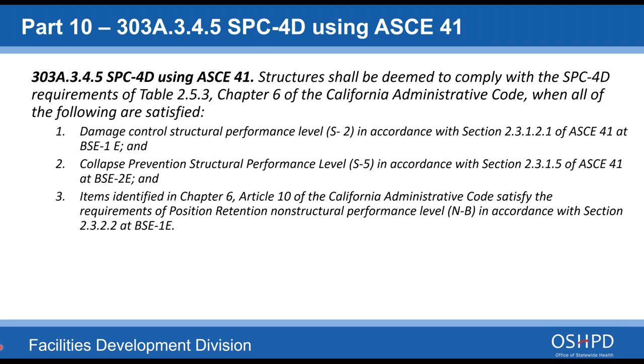In addition to that, you need to meet the Article 10 deficiencies as specified in the California Administrative Code at the BAC 1E level. So those are the criteria to be satisfied. And if you do that, then your building can be reclassified from SPC 1 or SPC 2 to SPC 4D. Now, next slide.